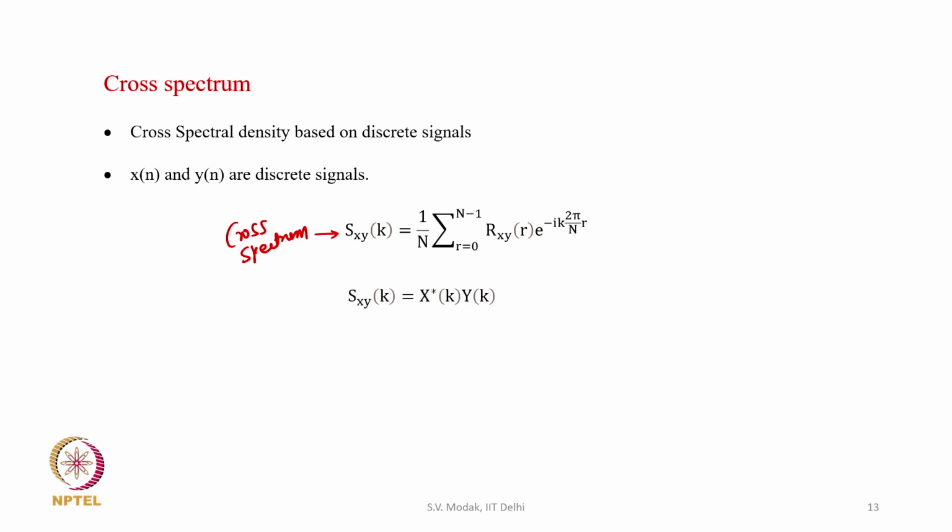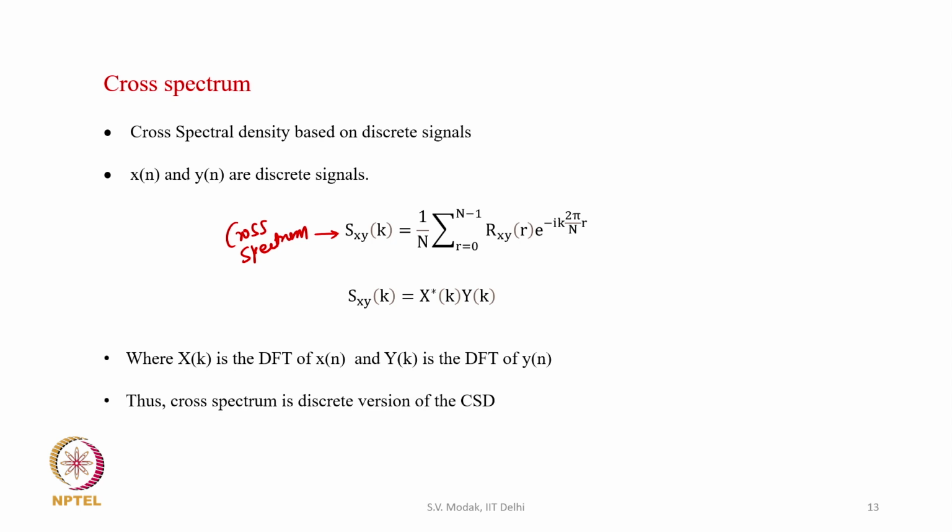And again it can be shown that Sxy(k) is also equal to the product of X star(k), which is the complex conjugate of the DFT of x(n), multiplied by Y(k), which is the DFT of signal y(n). So therefore, cross spectrum is a discrete version of the cross spectral density. In this way, the frequency domain representation of random signals can be defined using auto and cross spectrums.